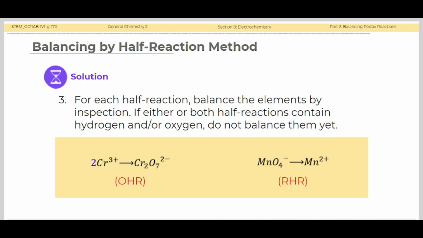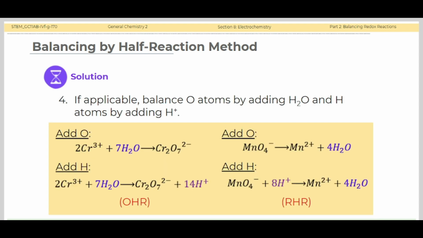If either or both half reactions contain hydrogen and or oxygen, do not balance them yet. For the OHR, chromium can be balanced by adjusting the coefficient of chromium 3 ion to 2. No adjustment is needed in balancing manganese in the RHR.